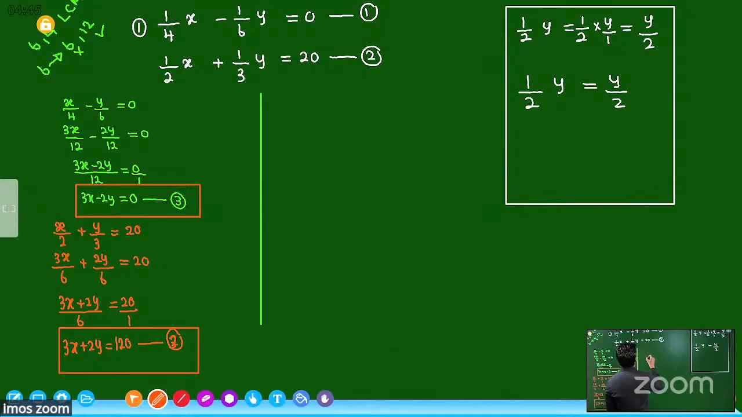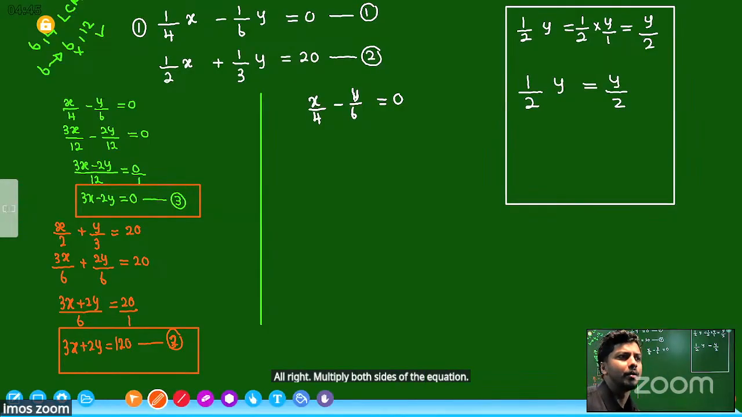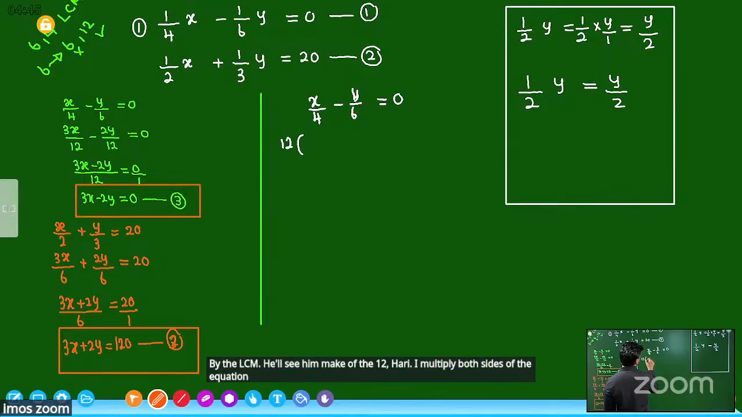Now x over 4 minus y over 6 is equal to 0. Multiply both sides of the equation by the LCM. The LCM is 12. I multiply both sides of the equation by 12.